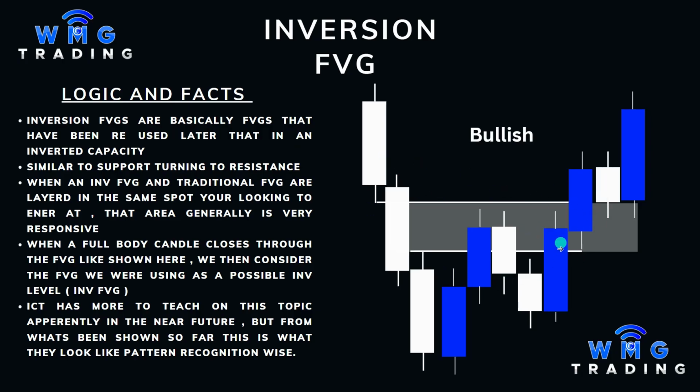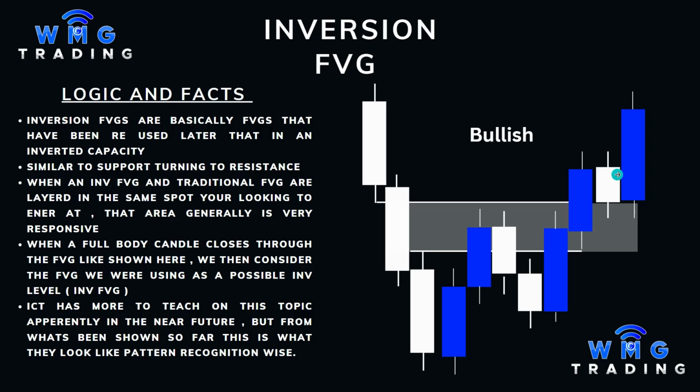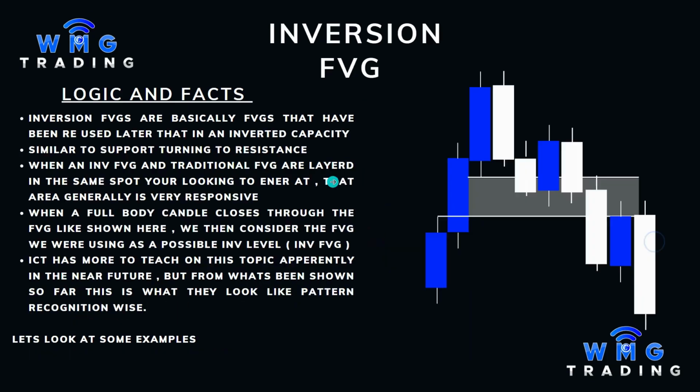Like we discussed, right? Price traded through it, looked like it wanted to be used as a normal fair value gap to go lower, but things changed and price traded through it. Things started seeking buy side liquidity. Apparently ICT has more to teach on this in the future, which he's mentioned, but from what's been shown so far and what I've gathered from it, this is basically what an inversion fair value gap is, and how it's generally looked at and utilized in many cases. And of course, inversion fair value gaps are basically fair value gaps that have been reused, like I said.